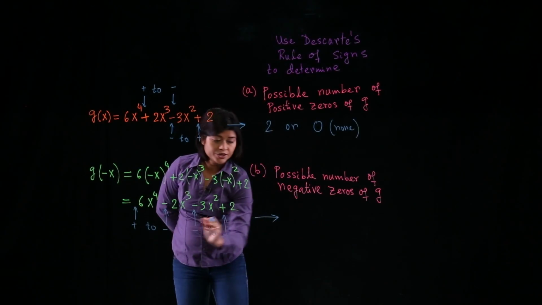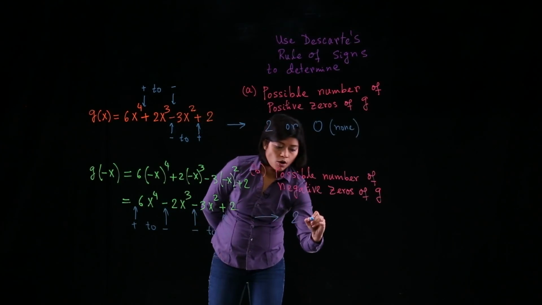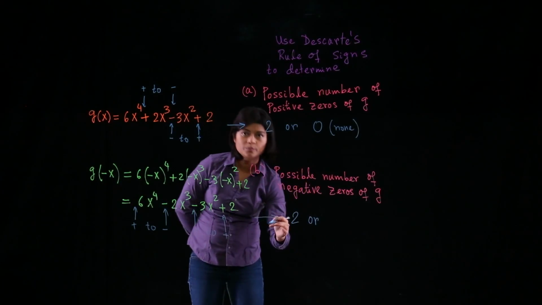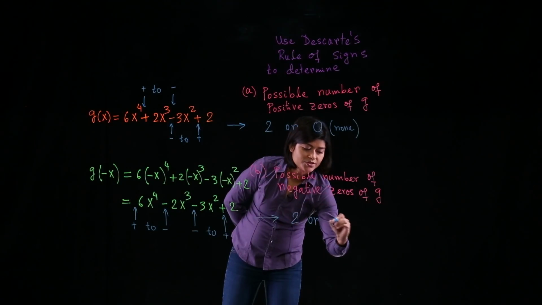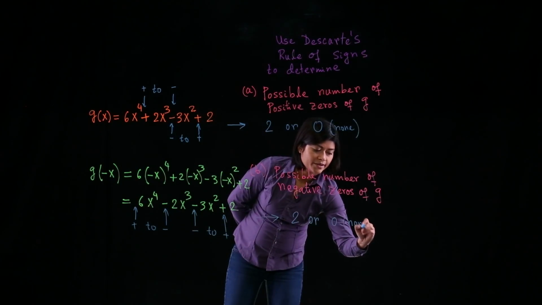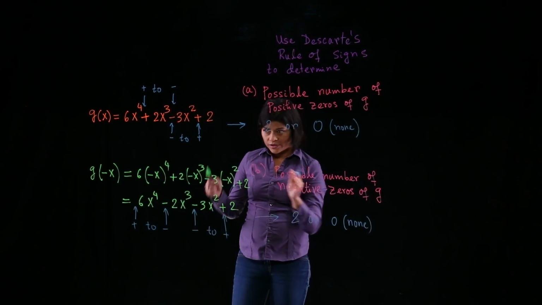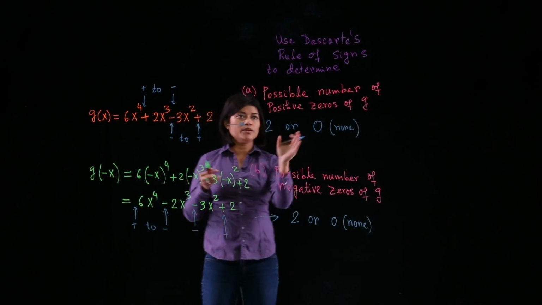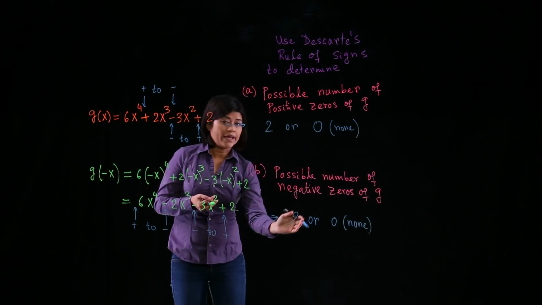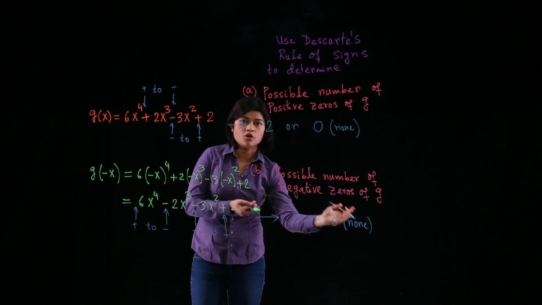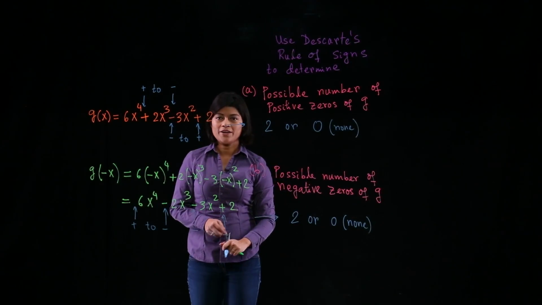So what is the possible number of negative zeros? It is going to be the number of variations, so 2, or less than 2 by an even integer again. So either 2 or 0, which means none. So this particular function g will either have 2 positive zeros or no positive zeros, and will either have 2 negative zeros or no negative zeros at all.